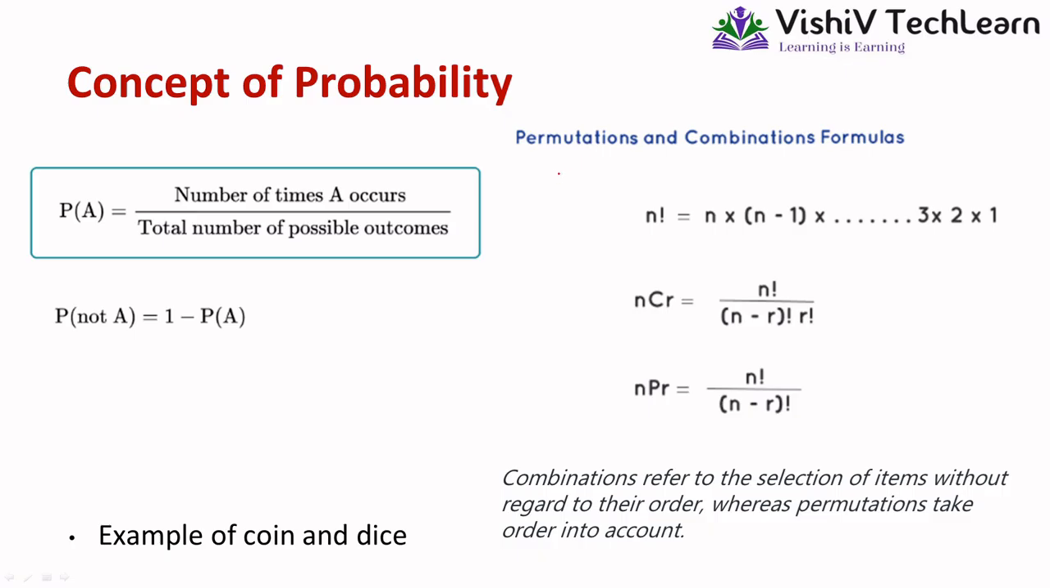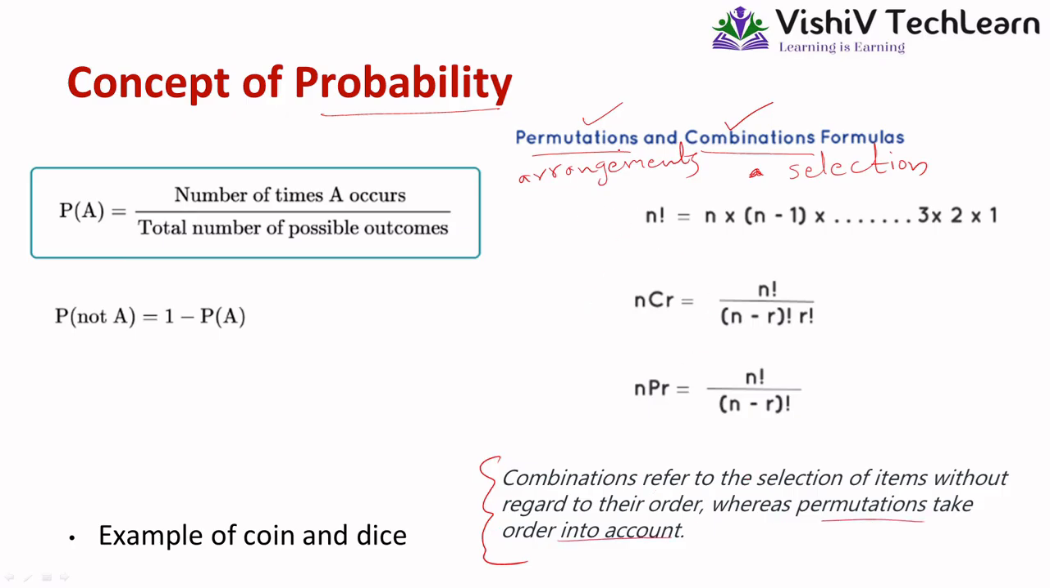Now talking about the adjoining concept with this probability topic, that is permutations and combinations. Many times we need to take help of combinations, sometimes permutations also. Combinations are the selection part, and permutations are all about arrangements. Combinations refer to selection and permutations take order into account.